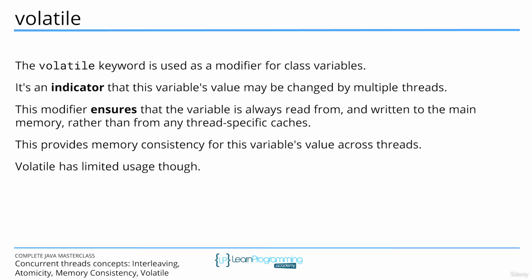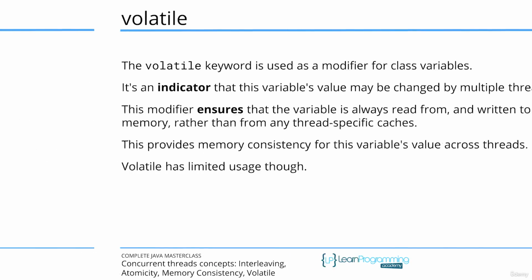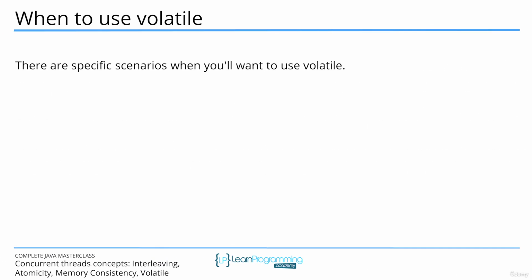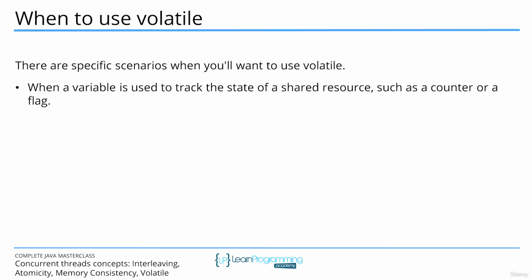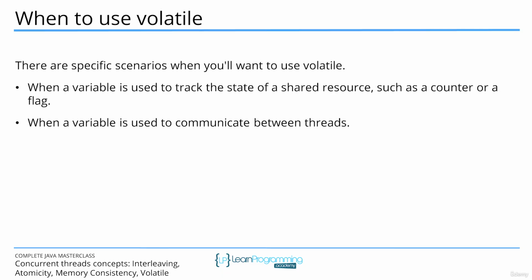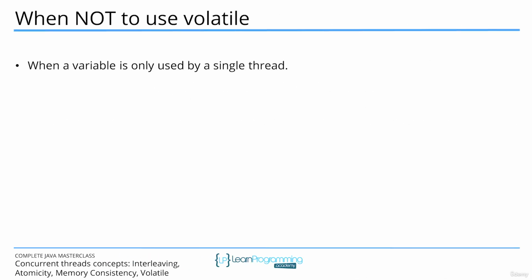Volatile has limited usage though. It doesn't guarantee atomicity, so in the previous example, with our interleaving colorized threads, volatile wouldn't have helped. There are specific scenarios when you'll want to use volatile. The first is when a variable is used to track the state of a shared resource, such as a counter or a flag, or when a variable is used to communicate between threads. You should never use volatile when a variable is only used by a single thread, or when a variable is used to store a large amount of data.